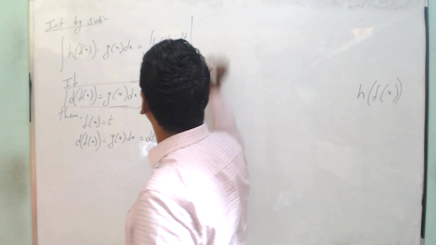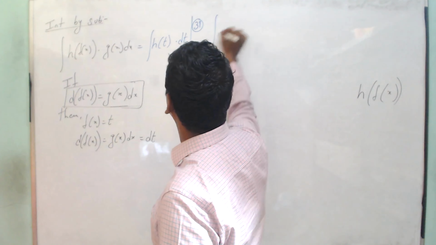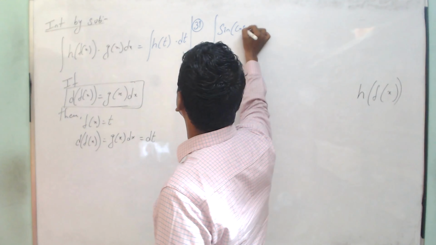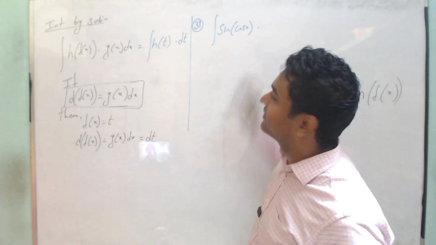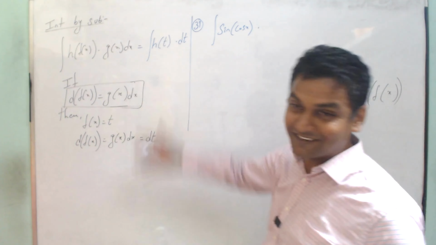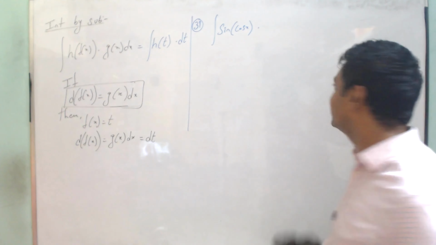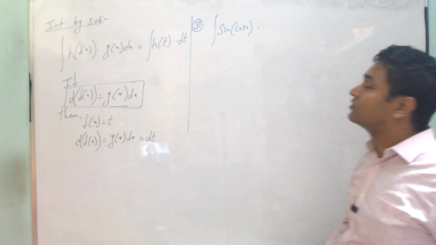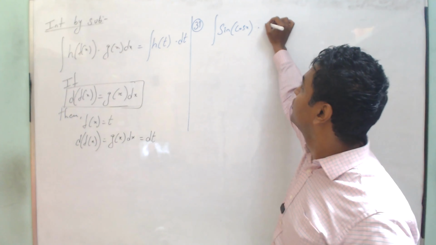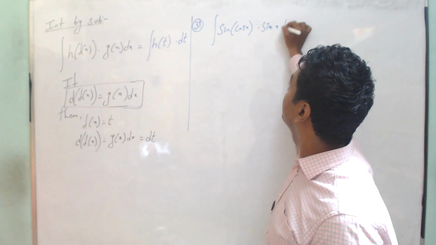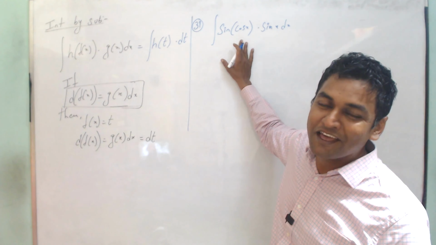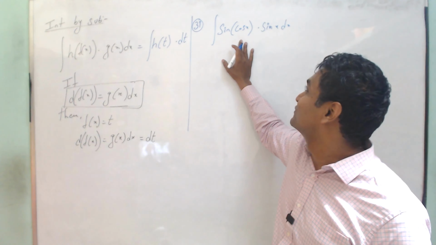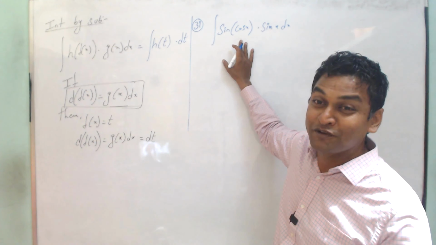Suppose I have the 39th question: integral of sine of cos x. First understand it once, then write it down. Suppose I have integral of sine of cos x, but along with that, I have sine x dx. Actually, if I had only sine of cos x, it would have looked difficult. Whereas with sine of cos x into sine x, that is called perfect acting.